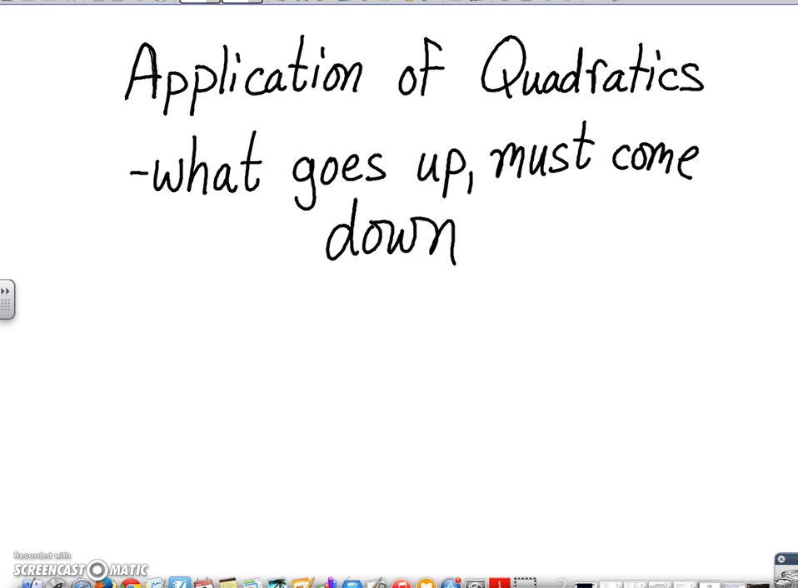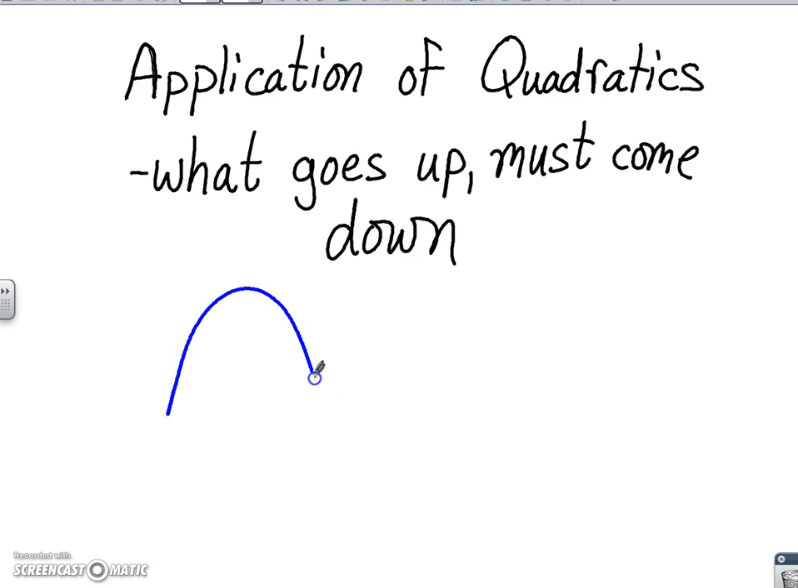As we continue on with quadratics, now that we've reached the halfway point, it's time to start talking about the application of quadratics. So we're going to start to get into some real life situations that are described by quadratics. What we're talking about today is what goes up must come down. Hopefully you start to conjure images of objects being sent up in the air and then coming back to the ground.